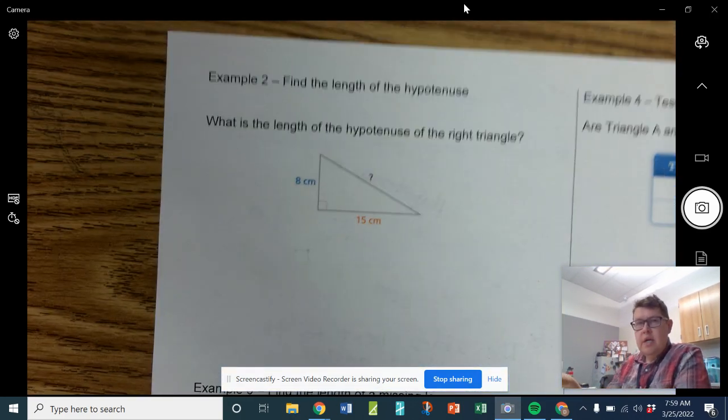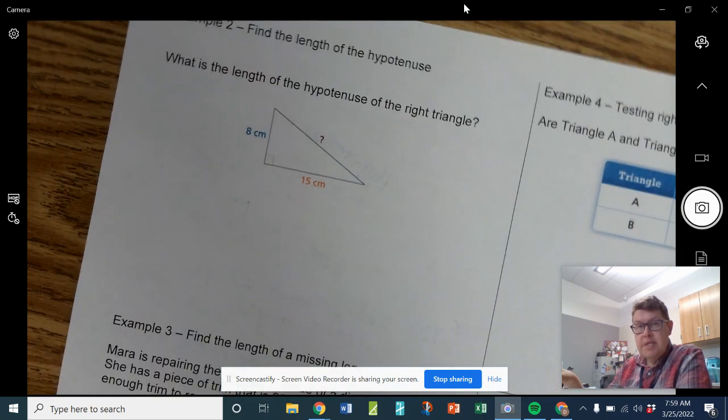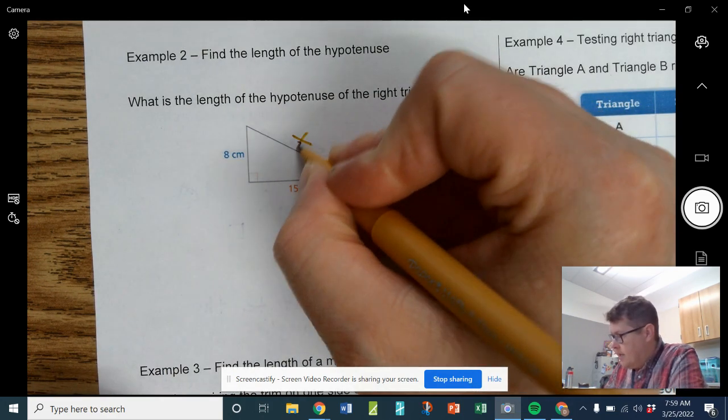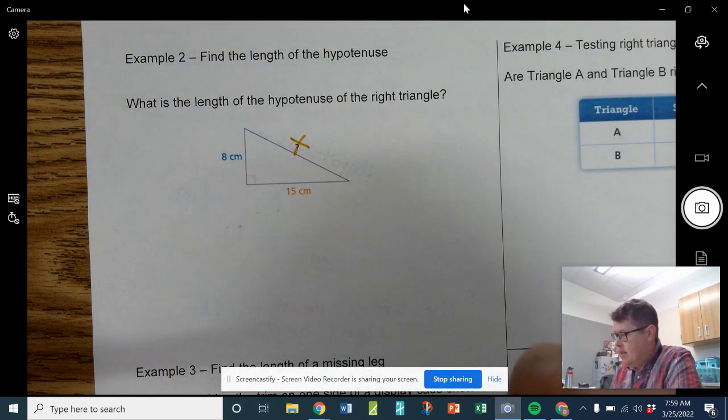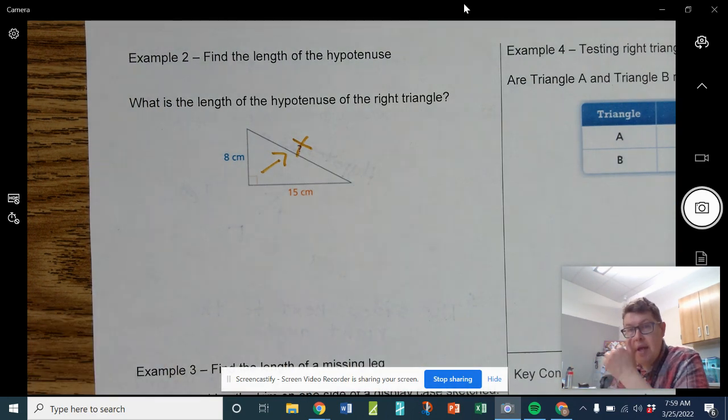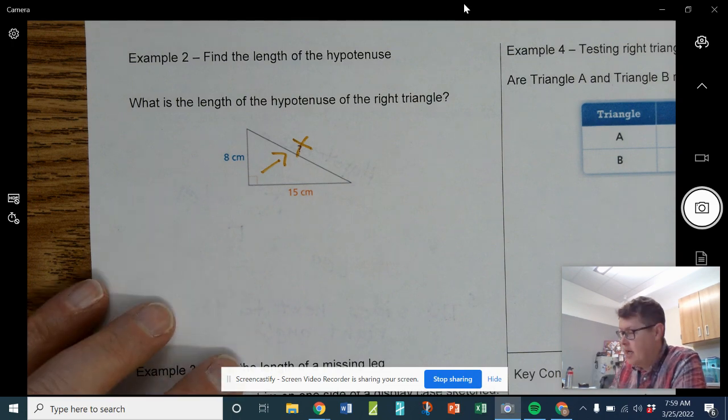Okay, so of course we'll have missing variables that we have to find, right? So I'm actually going to call this x right here, okay? So what is the length of the hypotenuse of the right triangle? We know it's the hypotenuse because it's across from the right angle, okay? We just draw that arrow to double check, okay?